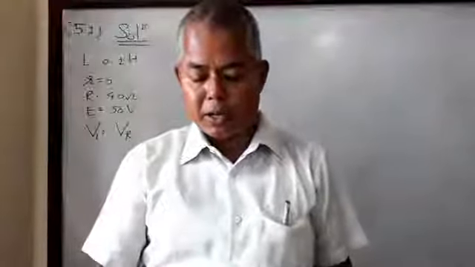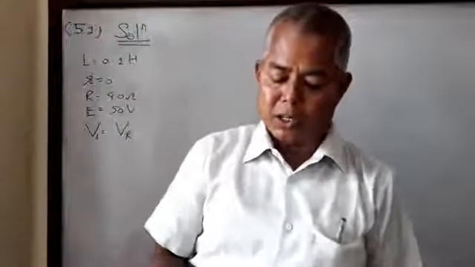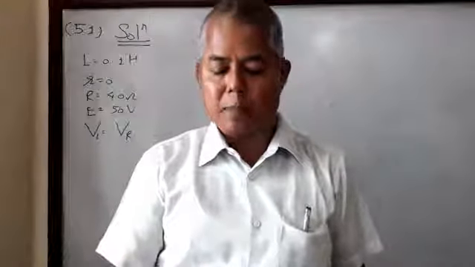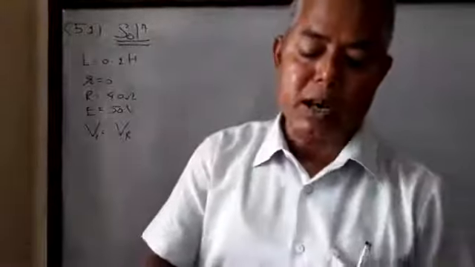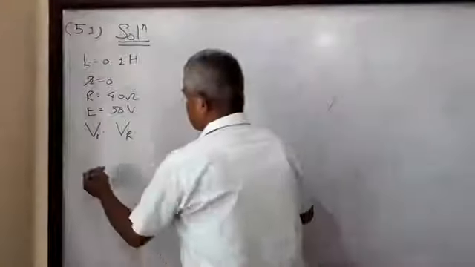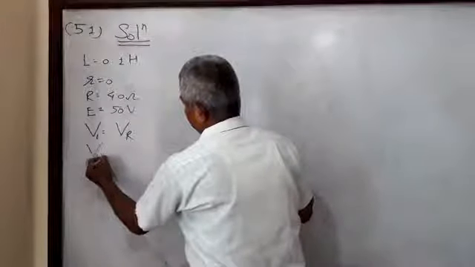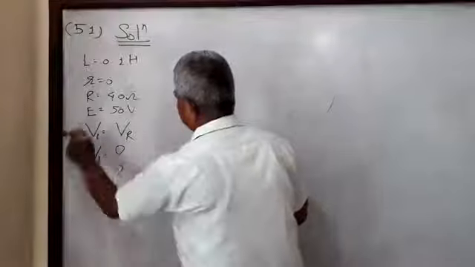Calculate the voltage across the inductor and the frequency of the supply. That means we have to find the voltage across the inductor and the frequency of the supply. That is, VL is equal to what, and frequency F is equal to what?